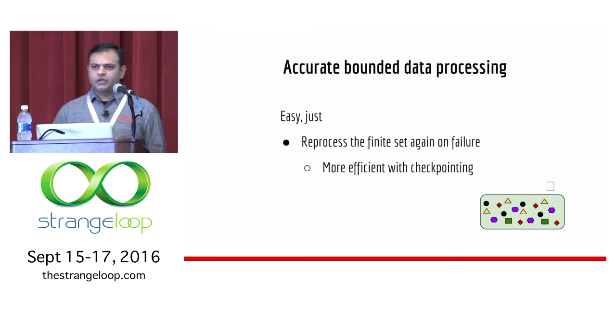So when it comes to accurately processing your batch data, it's relatively easy because you know the data set. The data set's not changing. And all you're doing is wasting a little bit of time because you're reprocessing it. Let's say it took 4 hours to process it. You have to reprocess it again. You take that extra amount of time.